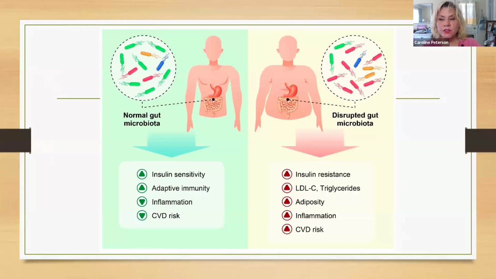If you have a disruptive microbiota, that's part of what will lead to insulin resistance, problems with fat and fuel storage, the LDL and triglycerides, increased fat, inflammation, and increased cardiovascular risk.